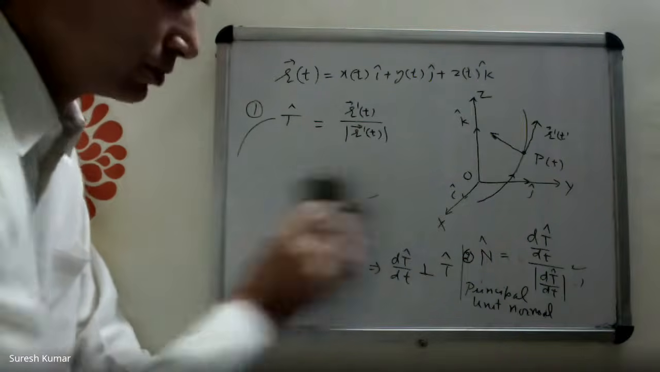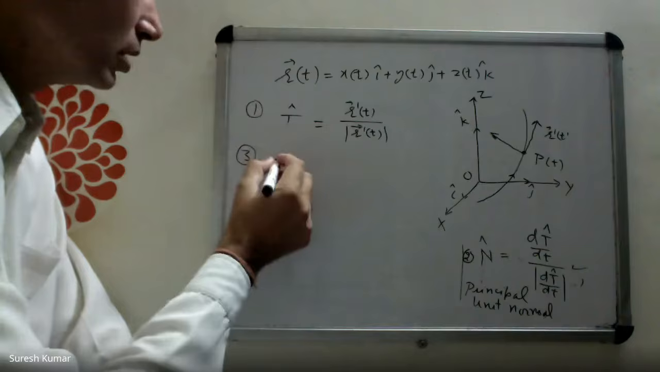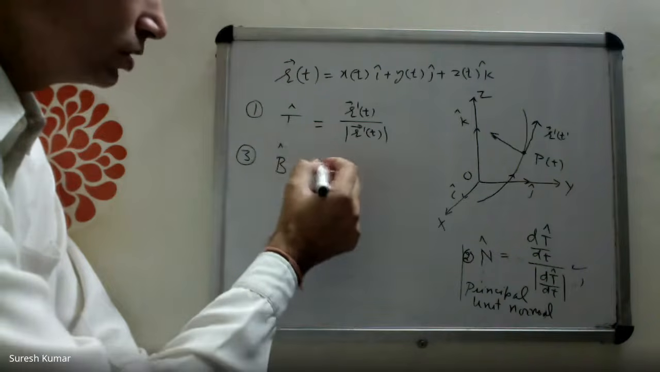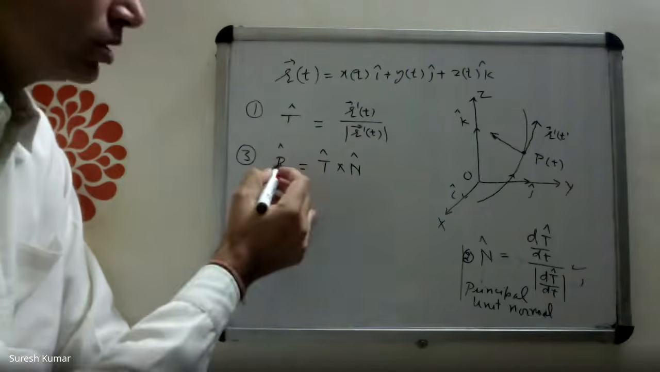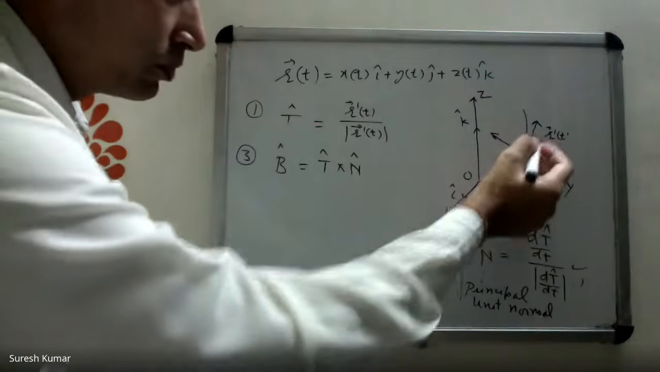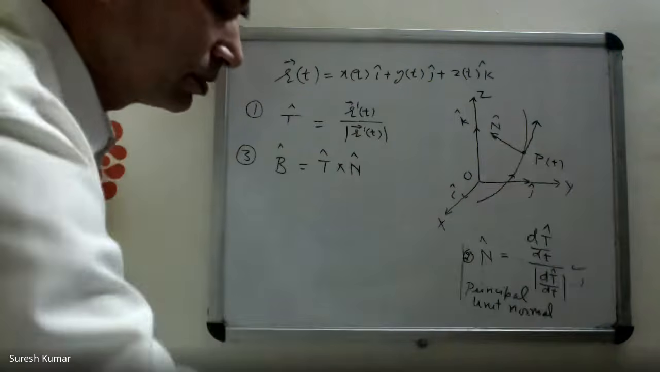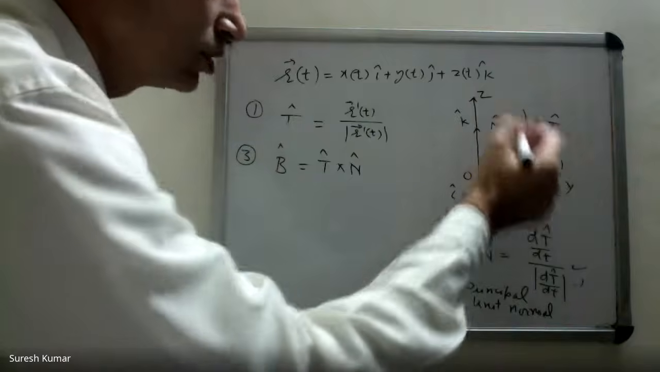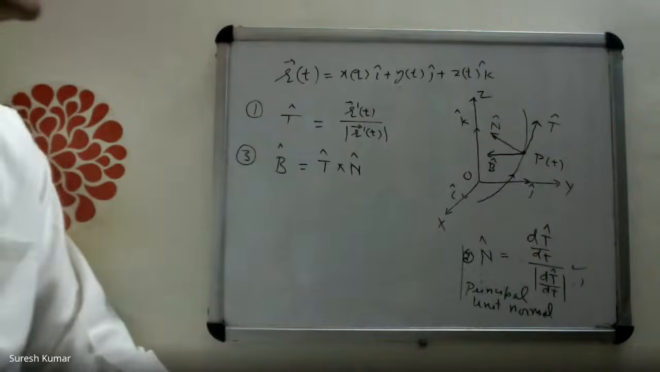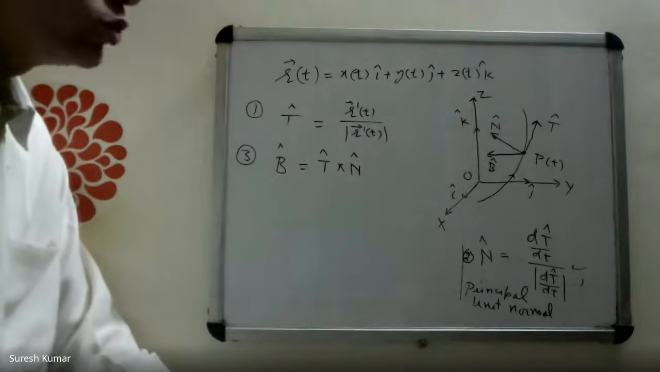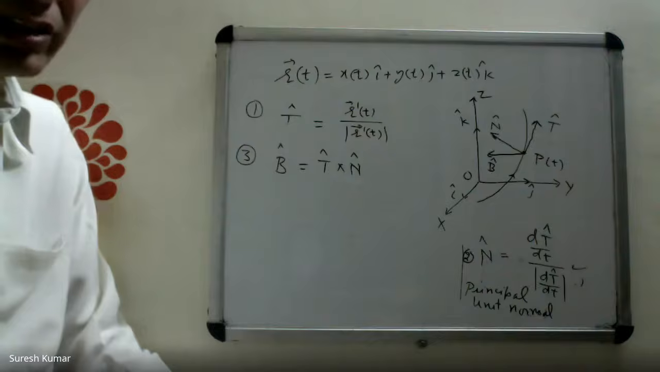Now, the third vector. The third vector is defined by this: B cap equals T cap cross N cap. So naturally B cap is perpendicular to the plane of N cap and T cap. Let me write here T cap. This is the direction of T cap, this is the direction of N cap. B cap is normal to both. So T cap, N cap, B cap are mutually orthogonal. Are you okay with these three vectors?